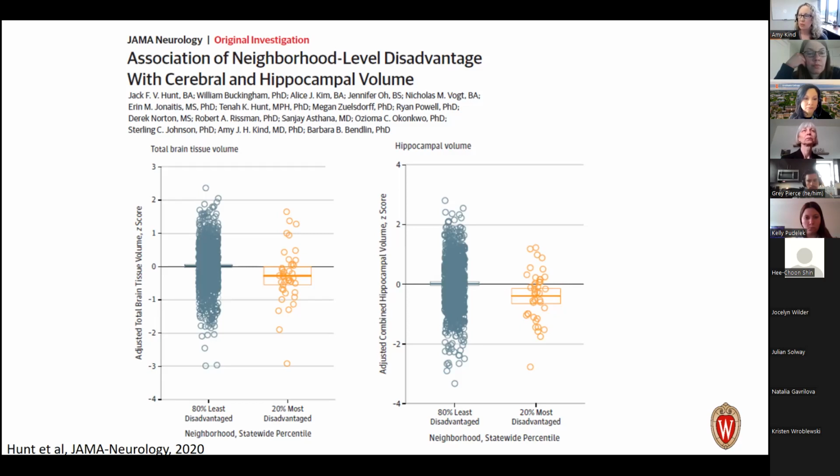Now, I'm just showing you the overall findings here, but they stood up even after adjustment. And what was particularly interesting is in the mediation models that were published as a part of this paper, the total brain tissue volume differences were mediated almost exclusively by cardiovascular risk factors.